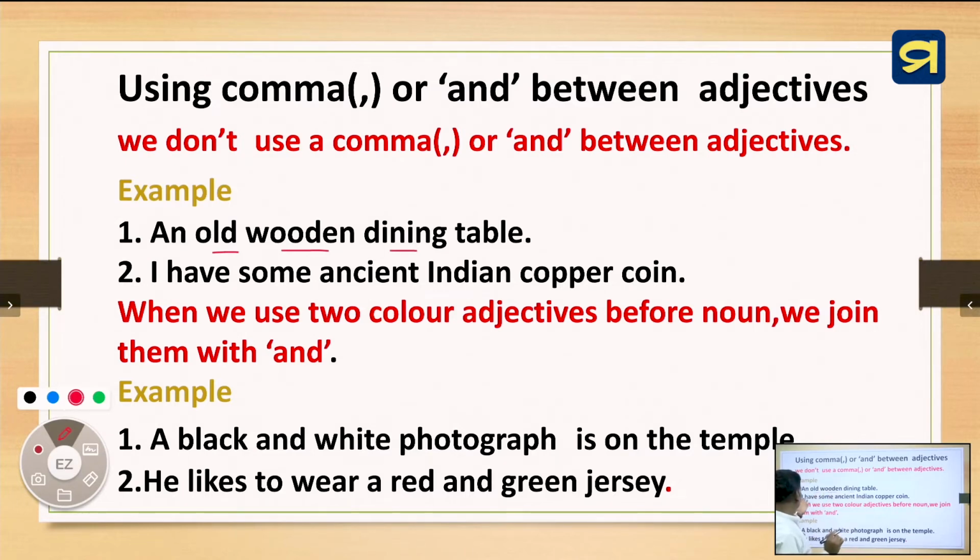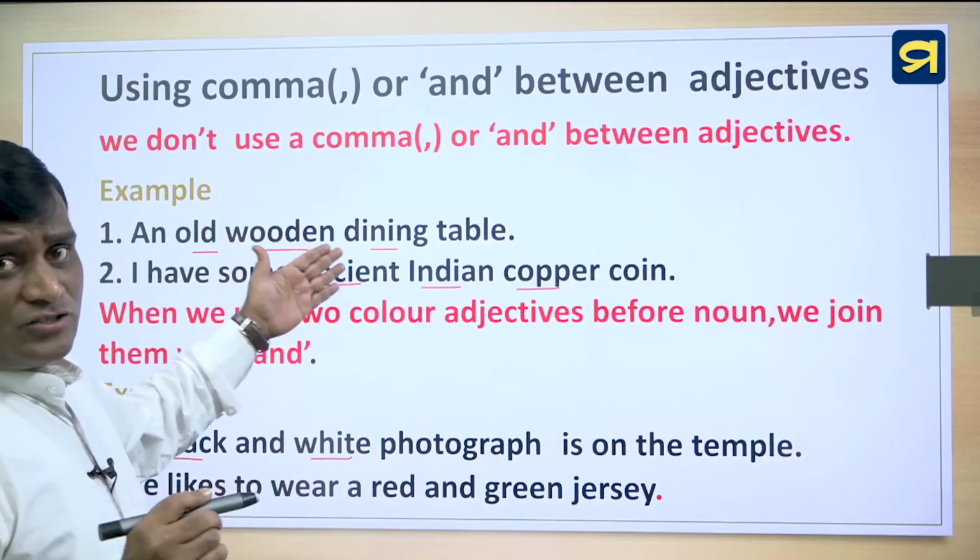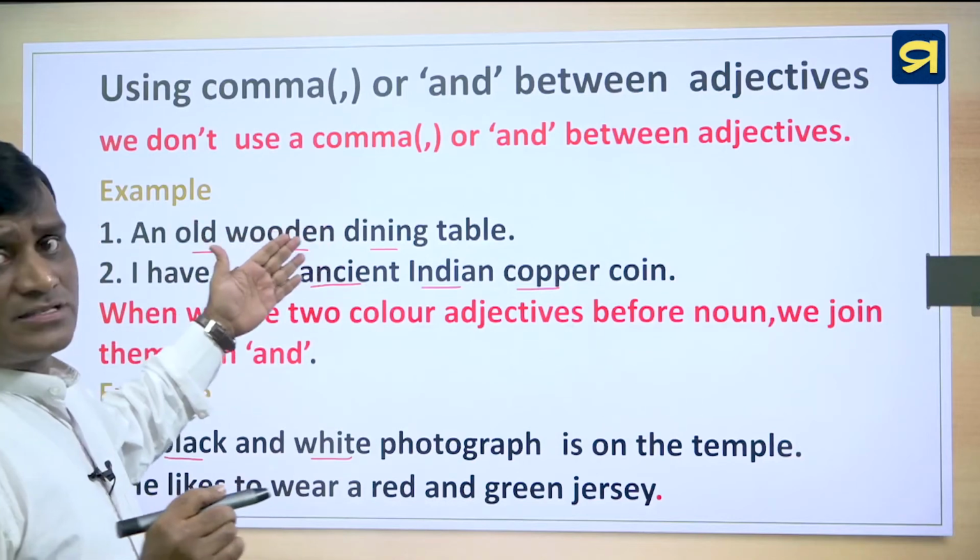But again, another example: I have some ancient Indian copper coins. These are the adjectives: ancient, Indian, copper. When we use two color adjectives before a noun, join them with "and". For example, a black and white photograph is on the temple. Here, black and white are the two colors. Here, multiple adjectives are there, but no comma is used.